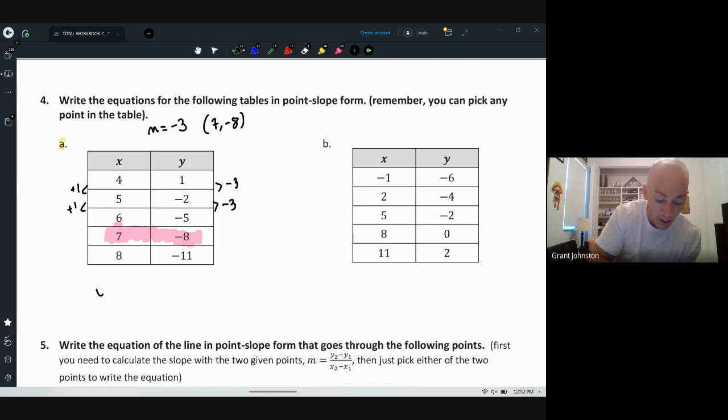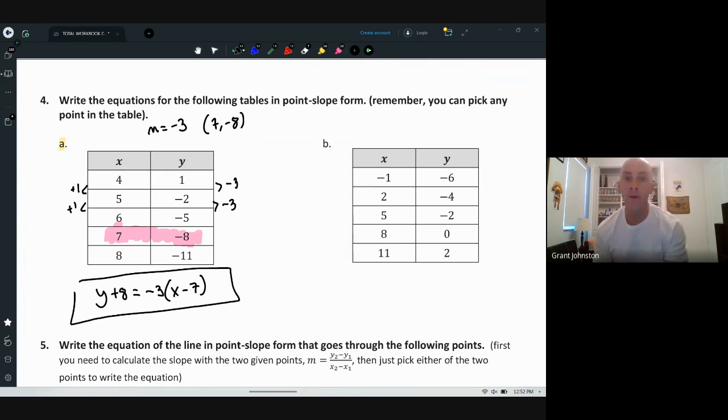So it's going to be y minus y1. So since it's negative 8, it's going to be positive 8. Slope is negative 3. Parentheses. X minus x1. Well, x is positive 7. So I'm going to write x minus 7. And that's the line. The equation for the line. So I'll let you do 4B.